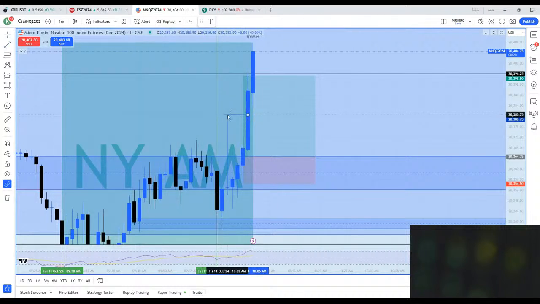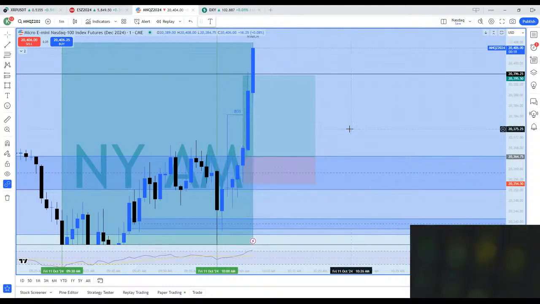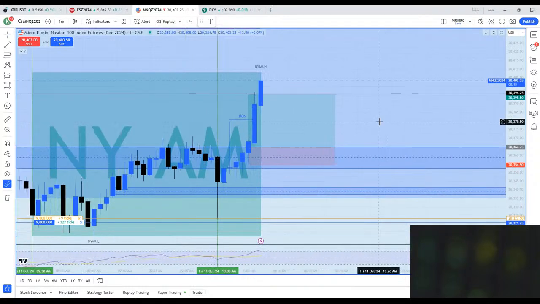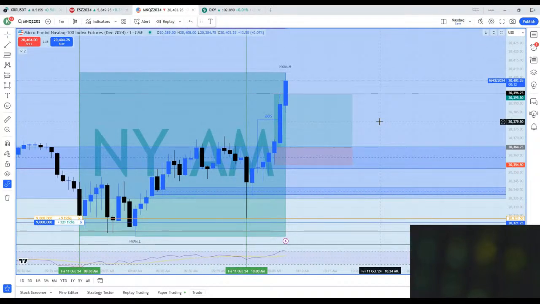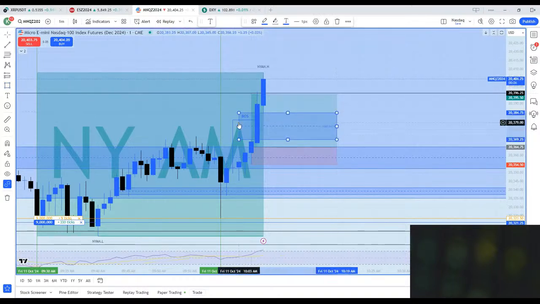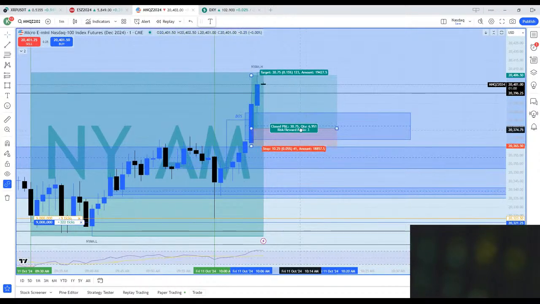Took that high out, which I call a breaker structure. And this right here is my setup that I look for over and over and over again. So this right here would be the trade. So I will move this up here.